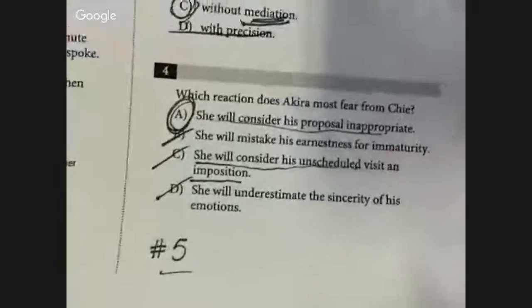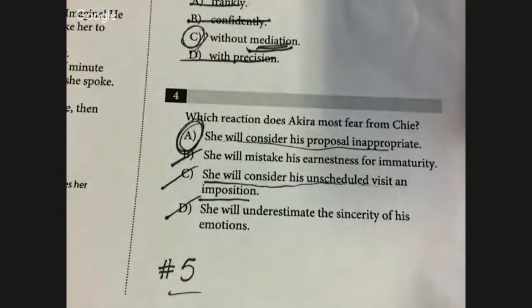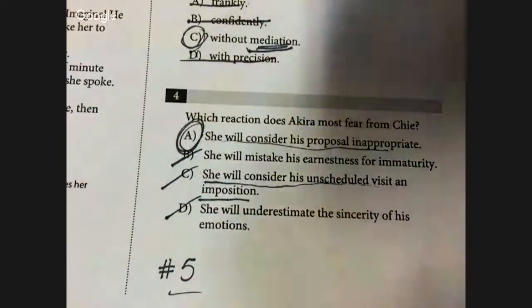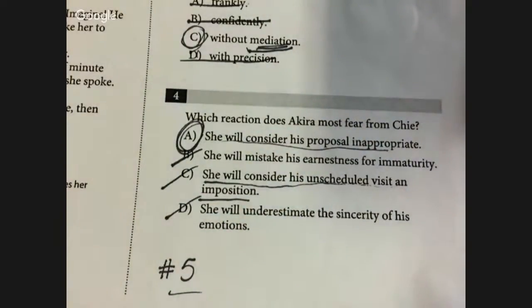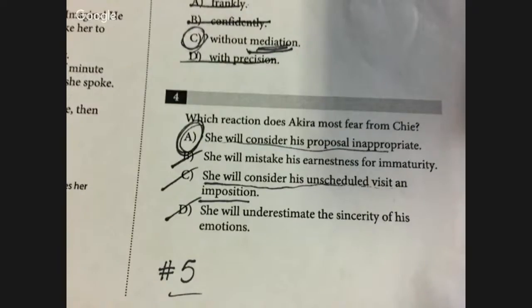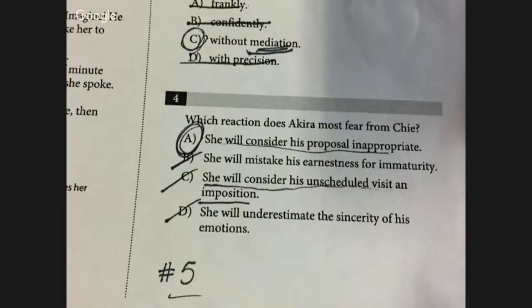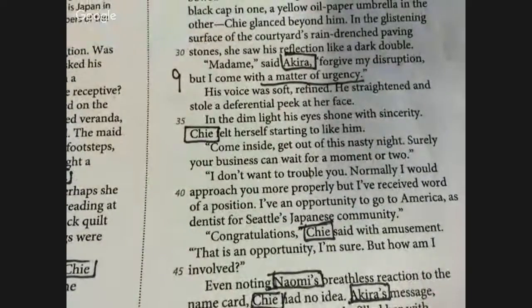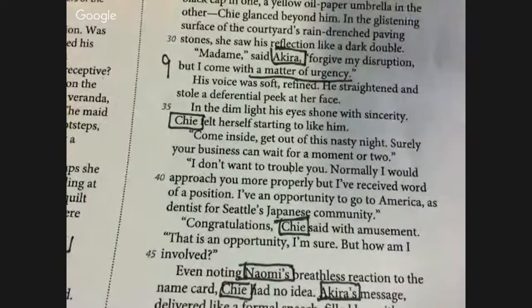All right, what reaction does Akira most fear from Chie? Then we see that this question is connected with question 5. What choice provides the best evidence for the answer to the previous question? So let's take a look. Answer choice A is line 33. "His voice was soft, refined." Does that answer what Akira fears from Chie? No, we can eliminate the first answer choice for question number 5.